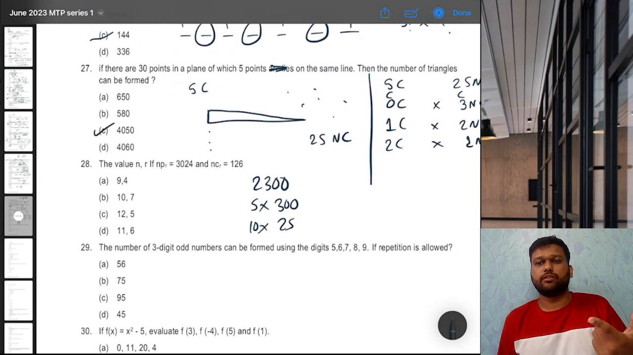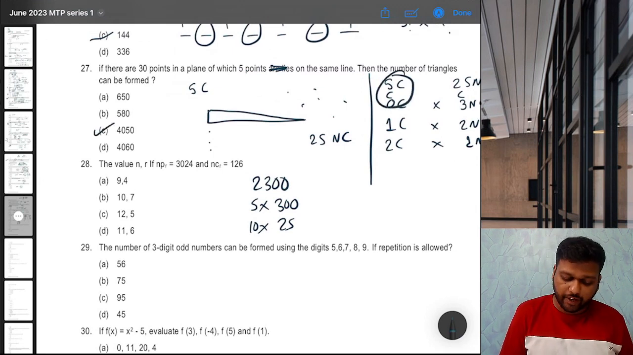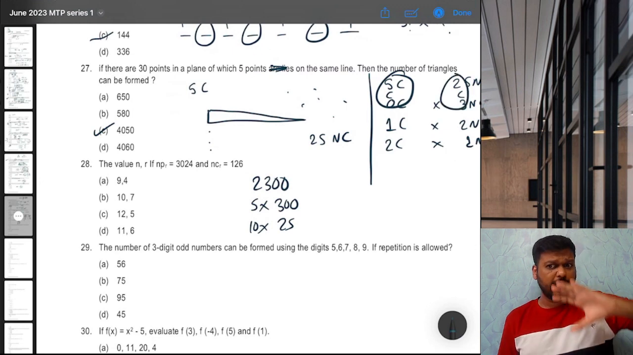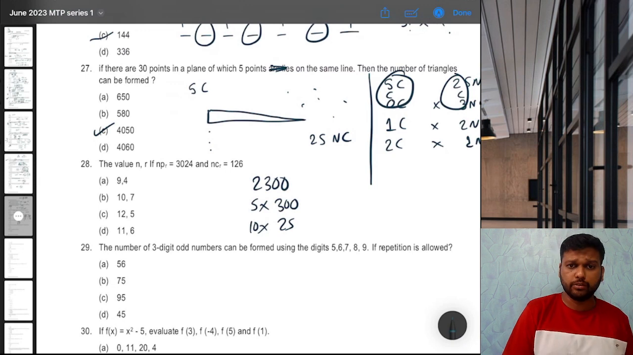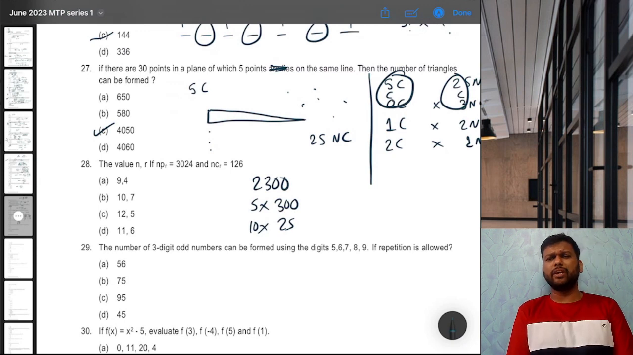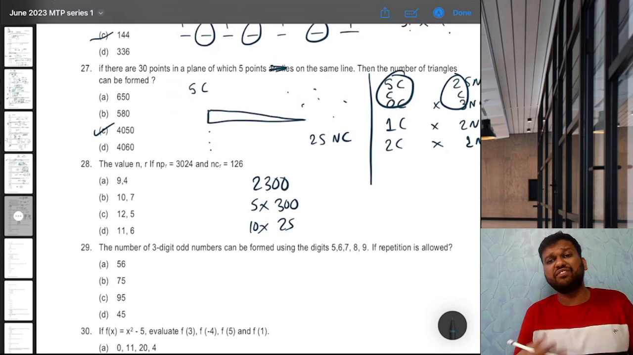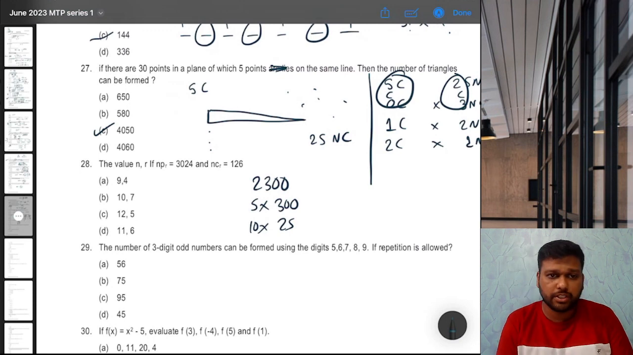If you are not used to calculating nCr, nPr, then I have, like I said, uploaded permutation combination revision batches also. Go through them. It will be beneficial, as you'll be able to solve them fast in the exam. You'll not waste too much time in calculation.